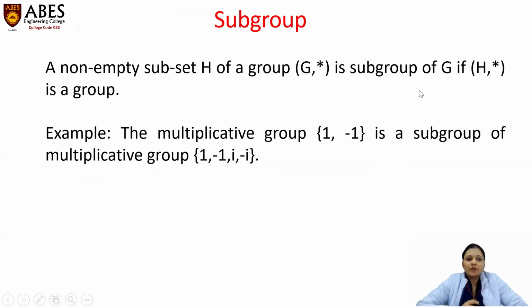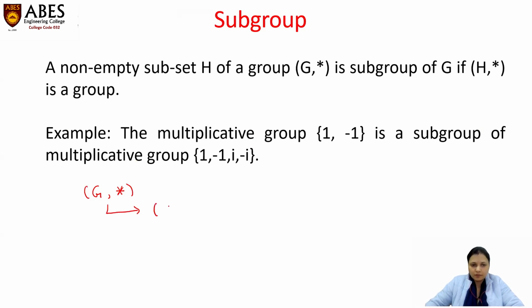What is a subgroup? A non-empty subset H of a group (G, star) is a subgroup of G if (H, star) is a group. If there is a group G with any operation star, then we can have a subgroup of this group, let it be H and star. So this H should be a set which is a subset of G, and this operator should be the same operator.